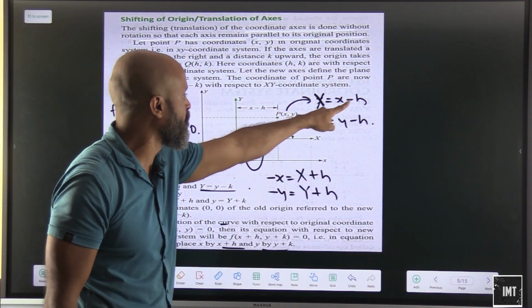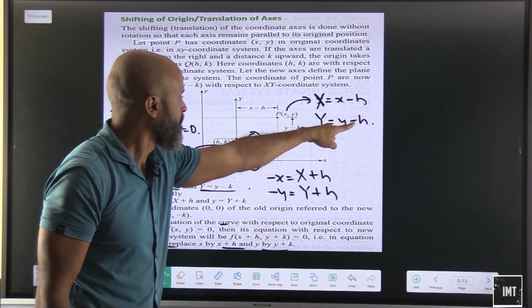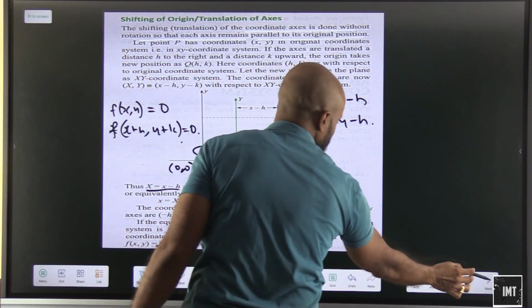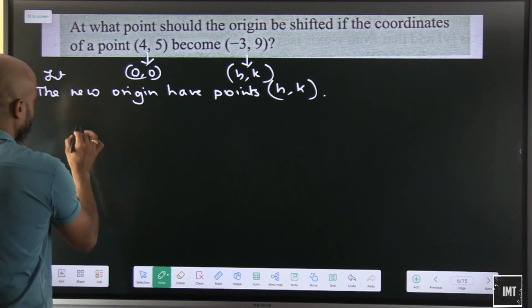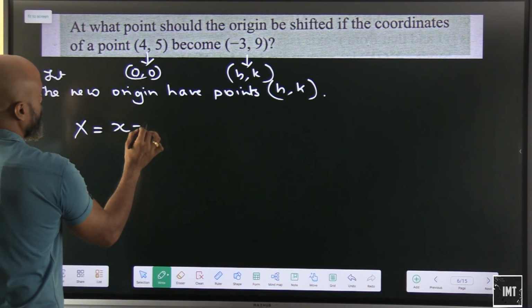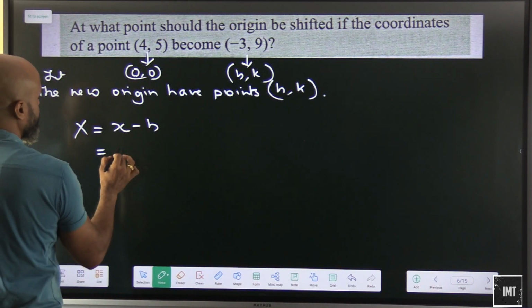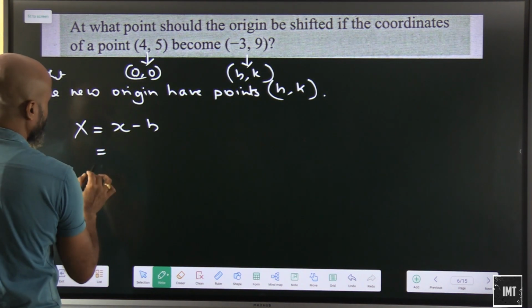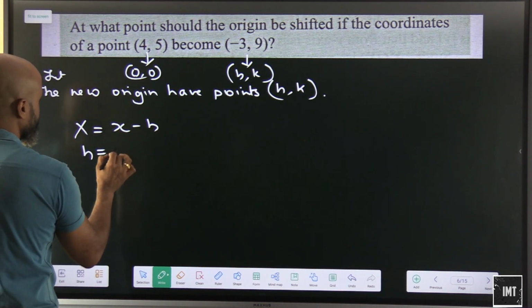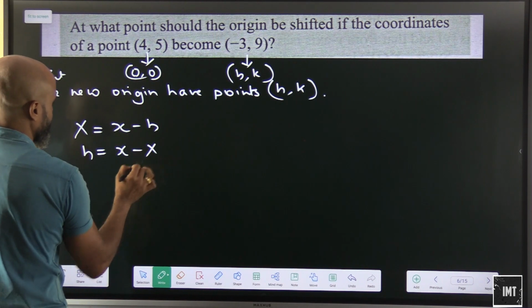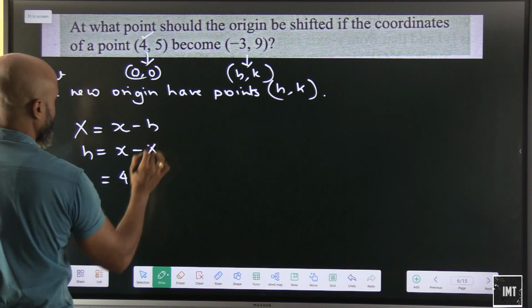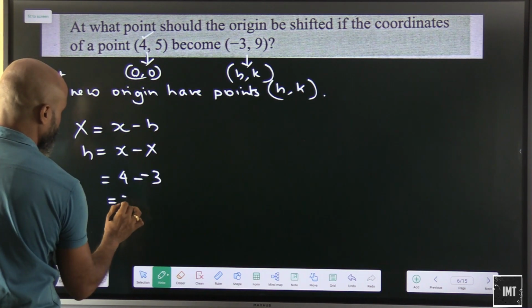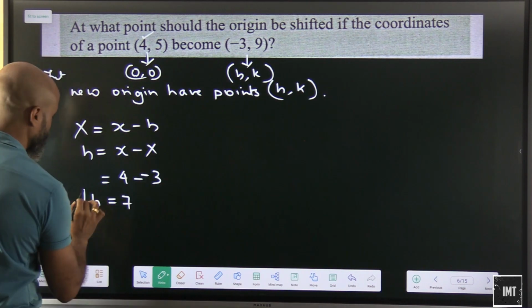The capital X is equal to x minus h and capital Y is equal to y minus k. So what will we have the coordinates here as? The capital X here will be x minus h. Here h is x minus X, so x has a value of 4 and X has a value of minus 3. So that is going to be 7. h is equal to 7.